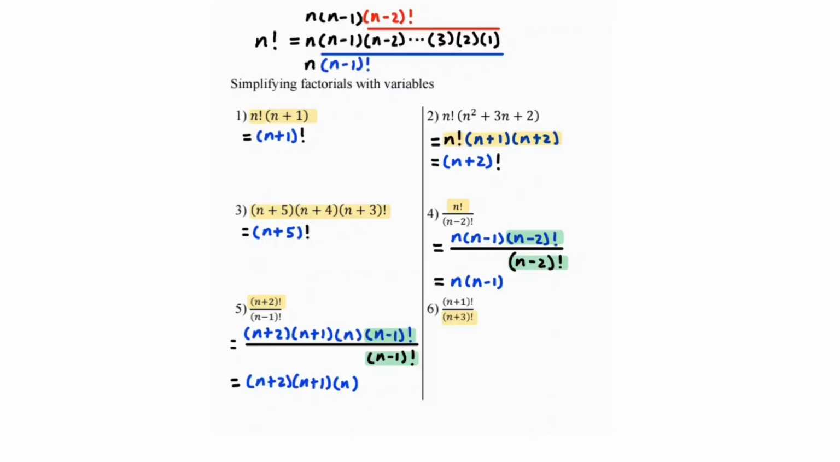And example 6, n plus 1 factorial divided by n plus 3 factorial. Notice the denominator, n plus 3 factorial, is larger than n plus 1 factorial. So we break the denominator down. So for the denominator, n plus 3 times n plus 2 times n plus 1 factorial. The numerator we'll keep as n plus 1 factorial, which will cancel. So our answer is going to be 1 over n plus 3 times n plus 2.